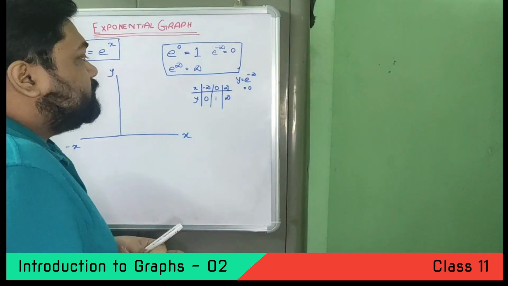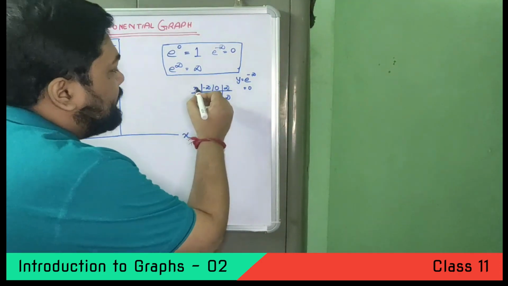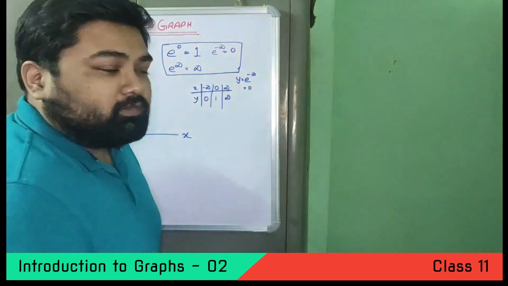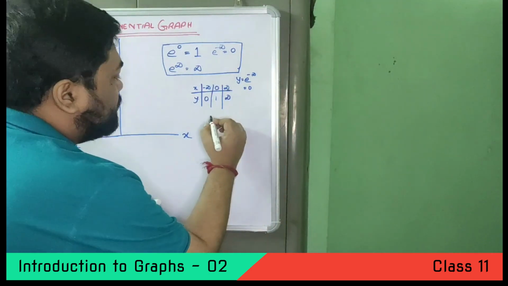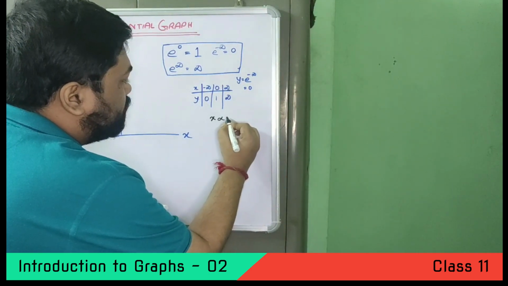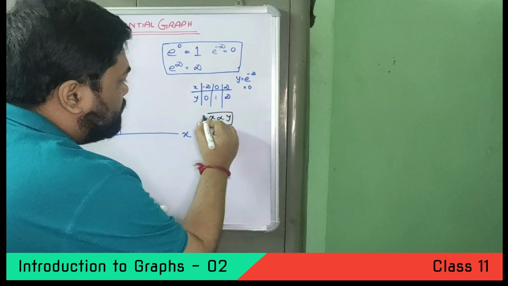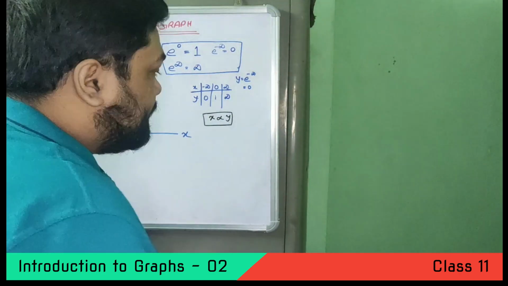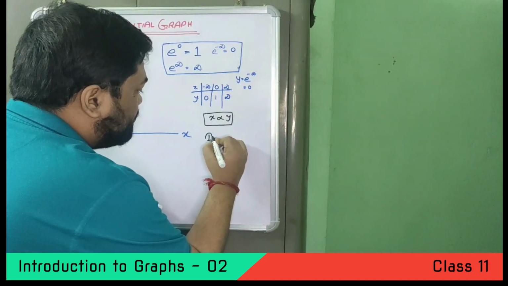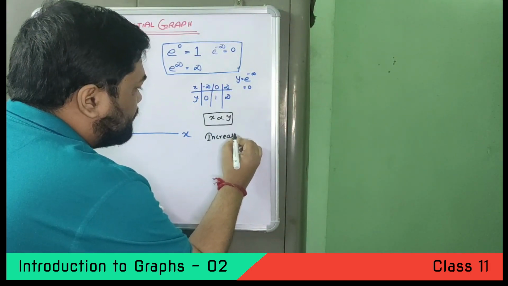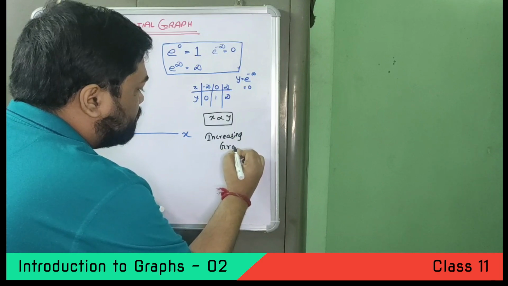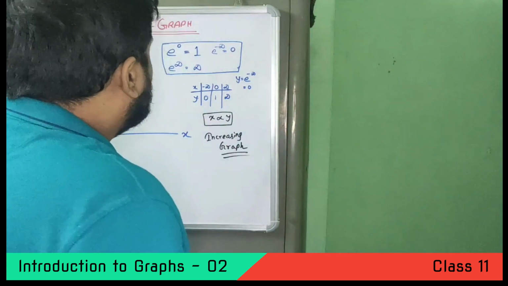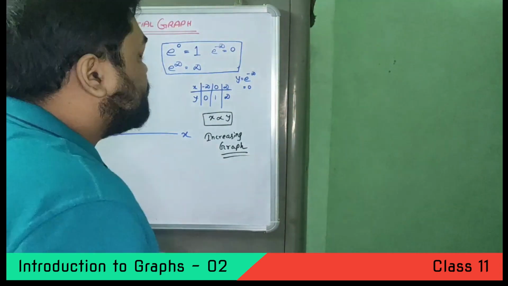So students, you can see that with the increase in the value of x, the y value is always increasing. That means here y is proportional to x. So what will be the nature of the graph? The nature of the graph will be an increasing one. That means an increasing graph. So we will get an increasing graph in this y equals e to the power x equation.